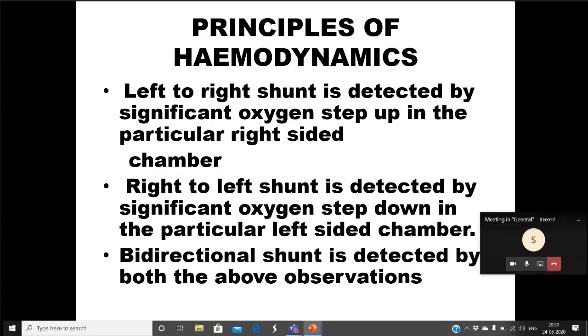Okay, a right to left shunt is detected by a significant oxygen step down in the particular left side chamber. What should be the level of desaturation to diagnose a right to left shunt? 3 or more, more than 2. A bidirectional shunt is detected by both the above observations. If you get an oxygen step up as well as a step down, then you know there is a bidirectional shunt.